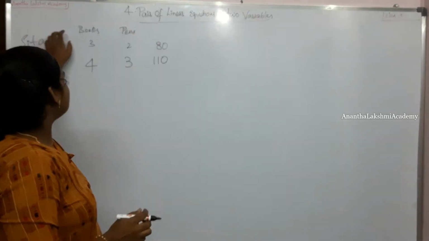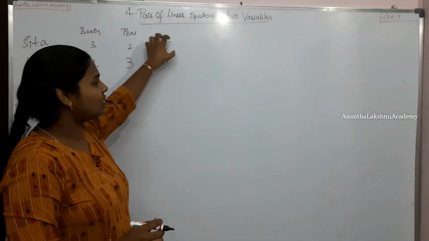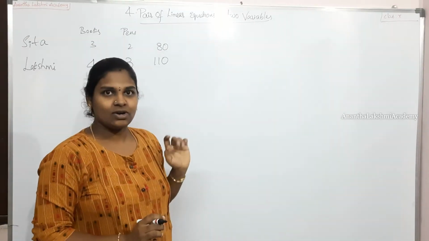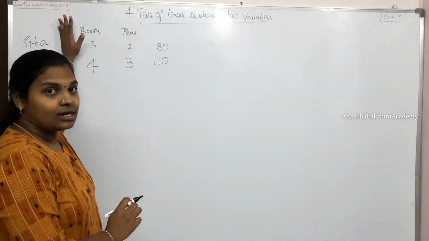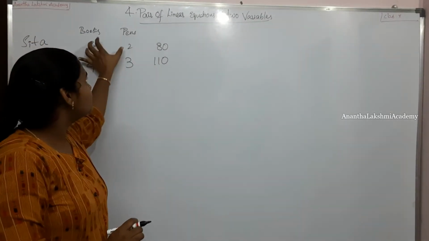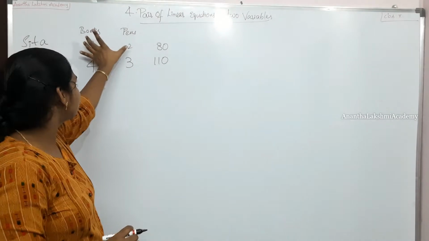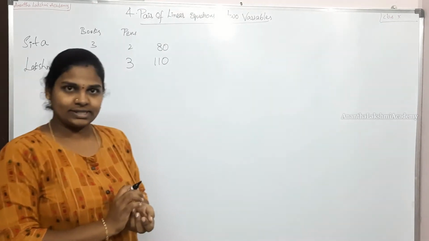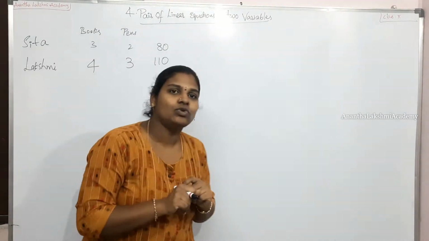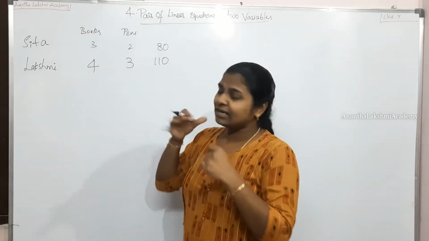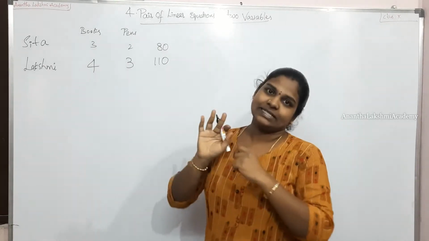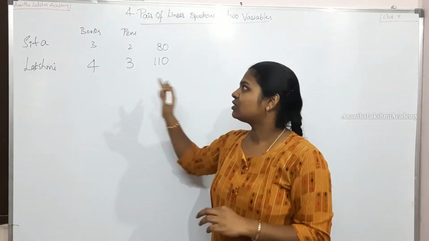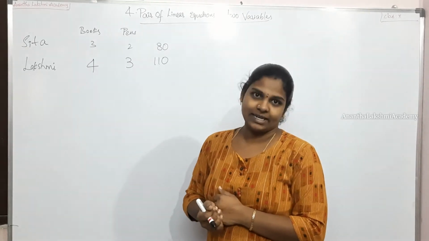Alright. So Sita bought 3 books and 2 pens for 80 rupees. Now Lakshmi bought 4 books and 3 pens for 110 rupees. Now the two girls don't know the individual cost of a book or pen. They just wanted to take 3 books or 2 pens or 4 books or 3 pens, and they know the total cost. Now when they got back to school, some friends of theirs were really interested to buy these books and pens.